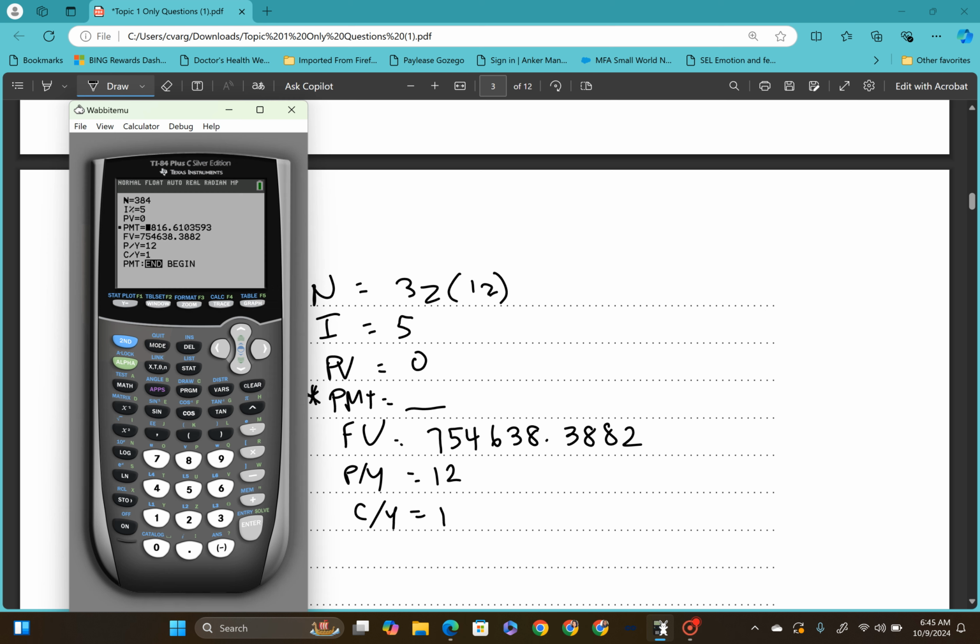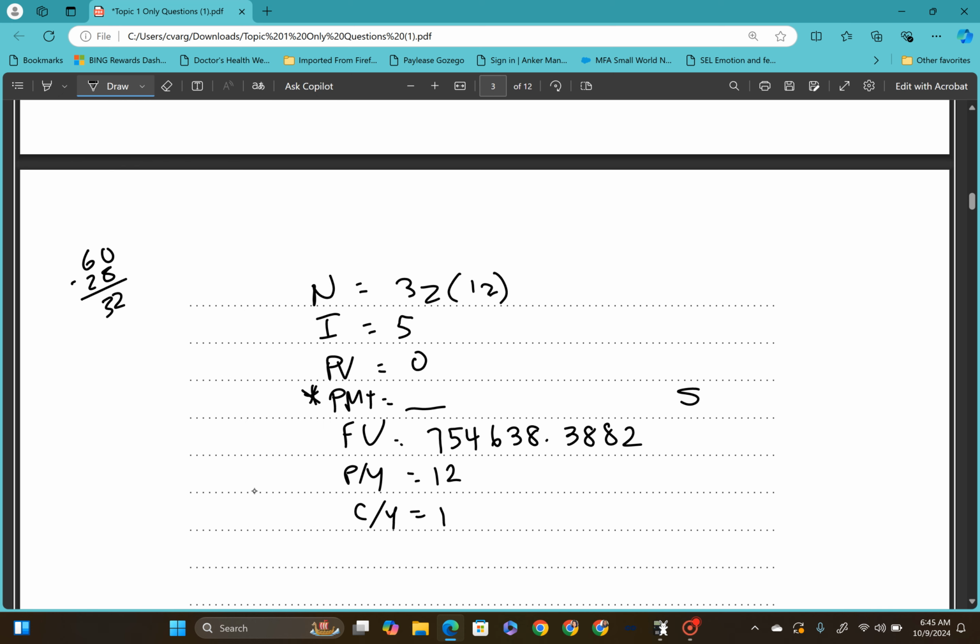Okay. And so now when you go to payment, you do alpha enter or alpha solve. You do get 816. Just because it's a minus sign, remember that to answer our question, which says calculate the amount she needs to save each month. So she needs to save $817, and that's rounded to 3 significant figures. So this is per month. This is how much she needs to save, which makes sense.